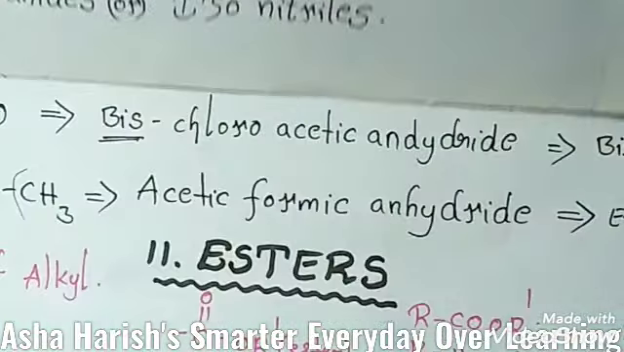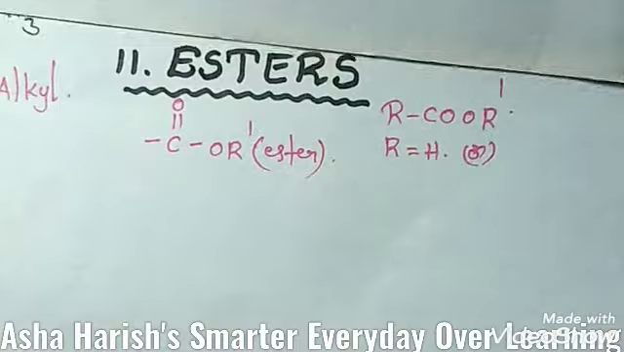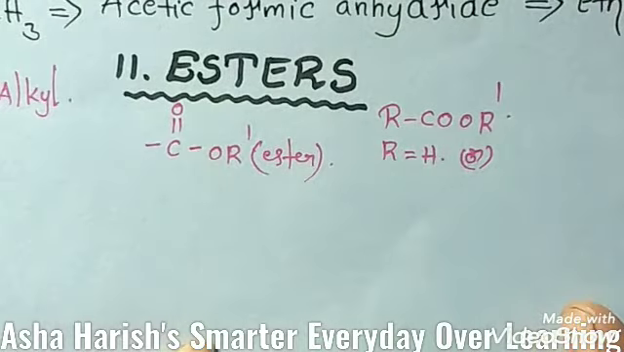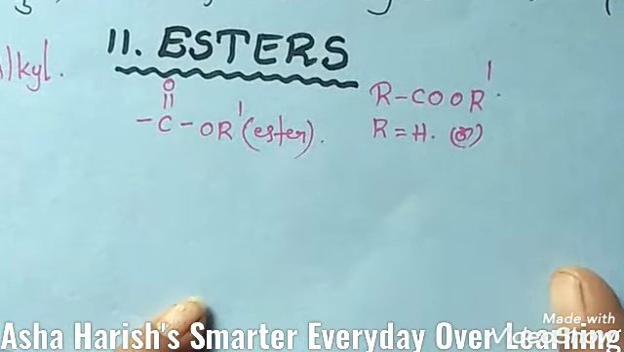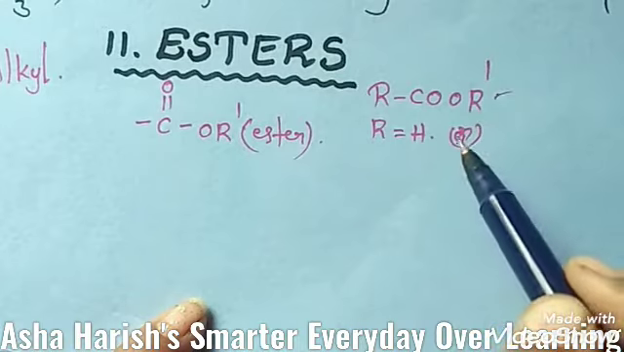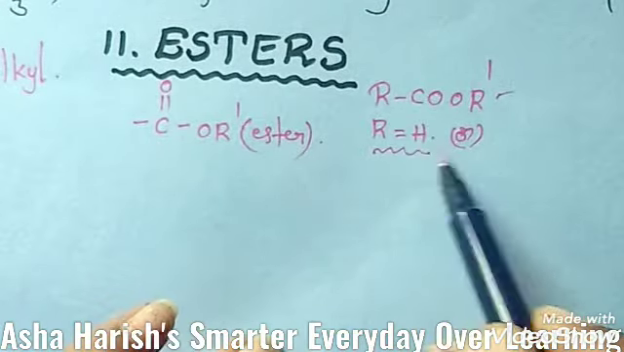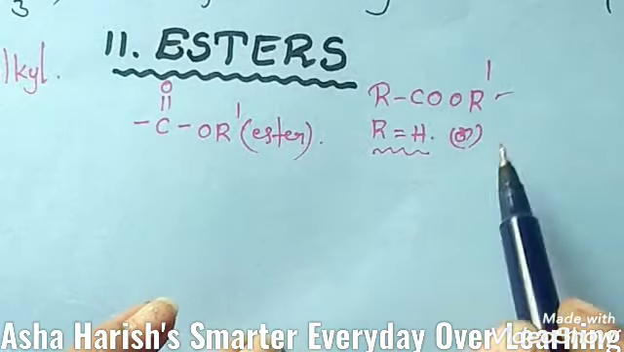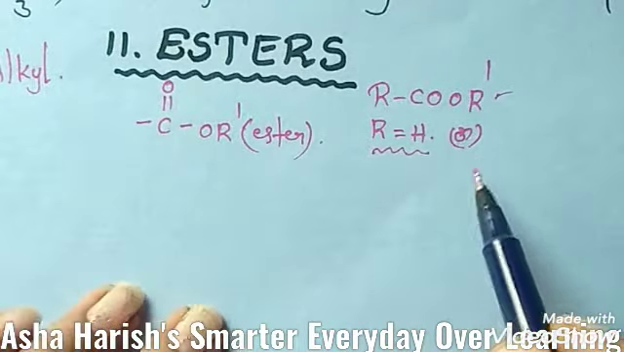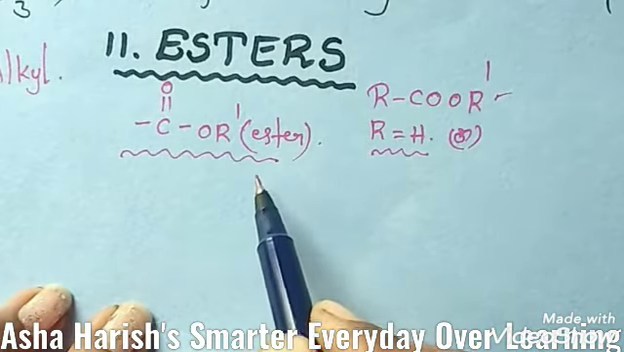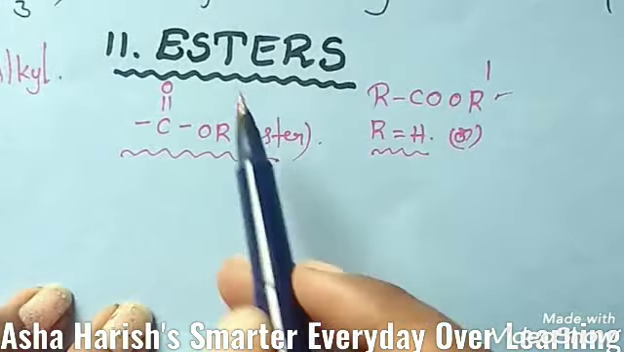Today's topic is about esters. Here, with the general formula of esters, let's start our session. General formula RCOOR'. In the place of R you should take H, hydrogen, or any other alkyl group, and this is the functional group. Students, this is the functional group of esters.